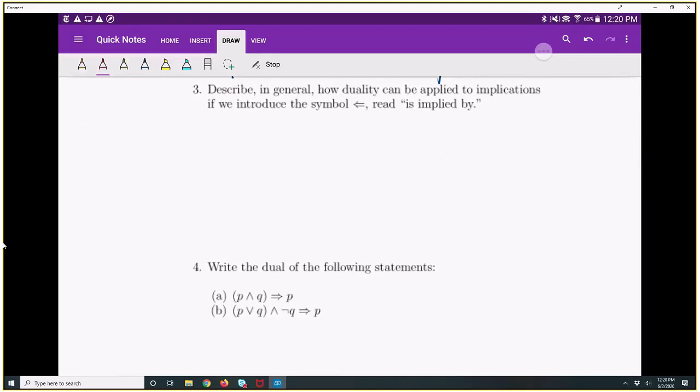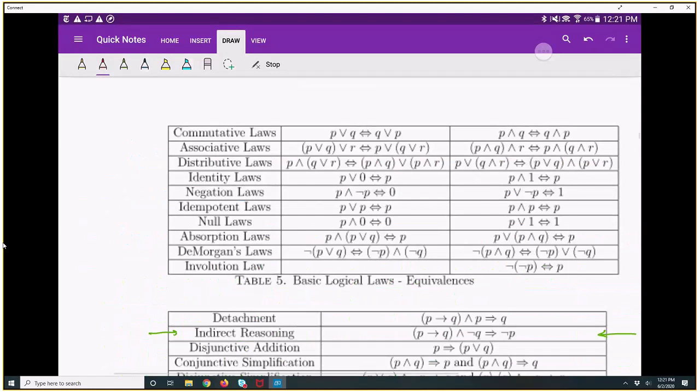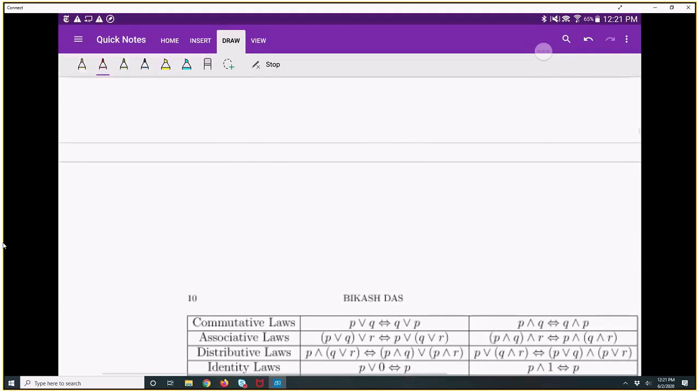Next, describe in general how duality can be applied to implications if we introduce the symbol, the backwards double arrow, and that's read implied by. So this is what it was talking about further up here, when we had to be careful when we were using duality in terms of the conditional operator, because we also have to swap that arrow, which means introducing this new symbol, and we say implied by.